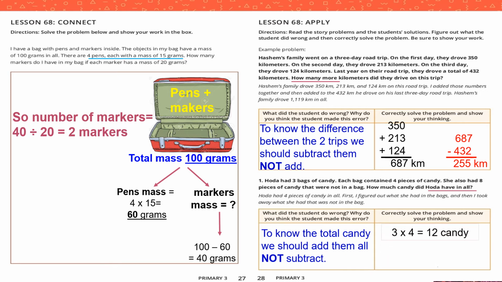So I have 3 bags, inside each bag 4, so 3 times 4 equals 12. Also, she has 8 candies. So we will add 8 candies to these 12 candies. Okay, equals 20 candies.